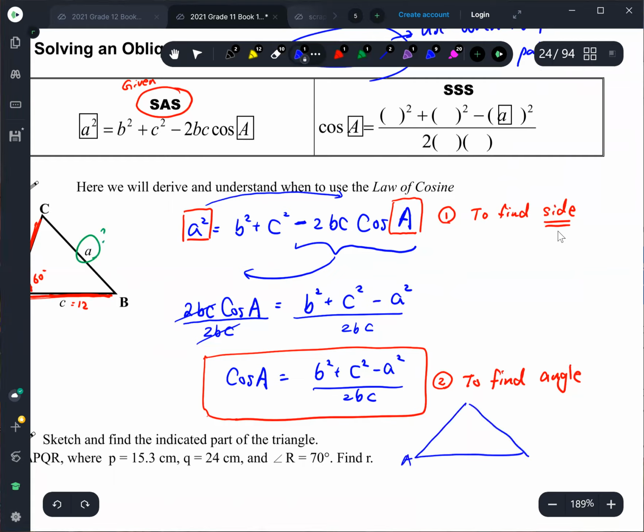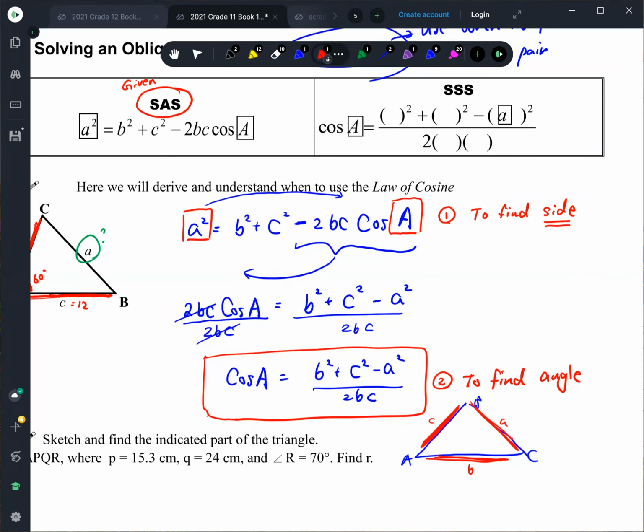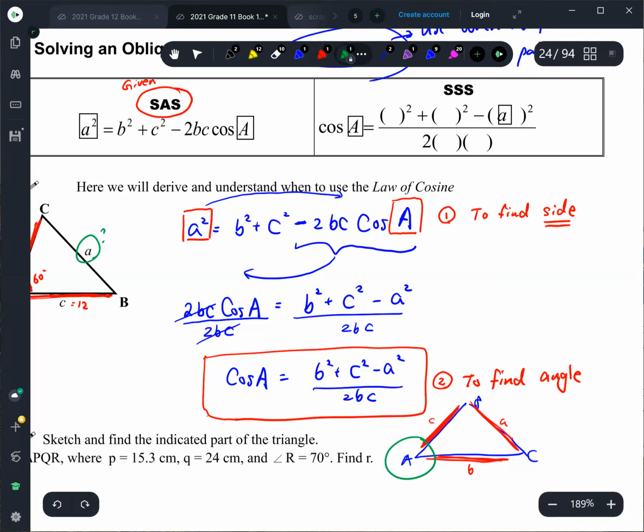with angle A, angle B, angle C, and they tell you side C. They tell you side A, they tell you side B. They tell you all three sides, and you want to find a missing angle.